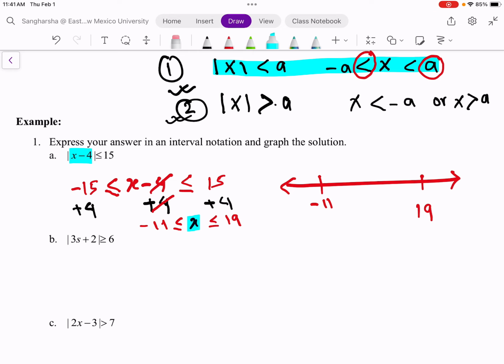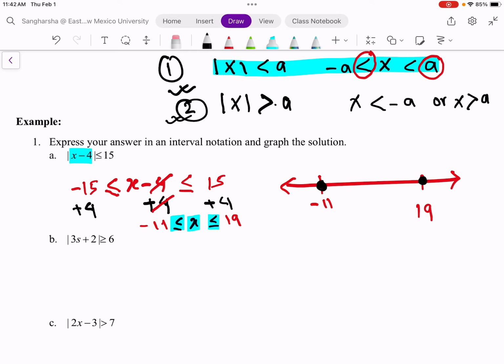Now at negative 11, is it an open circle or a closed circle? We check the inequality. Does our inequality have equals to sign? We do have equals to sign, so we use closed circle. If you don't have equals to sign, you're going to use the open circle. Now at 19, our inequality does have equals to sign, right? So we're going to have the closed circle. Closed circle means we're going to use the bracket.